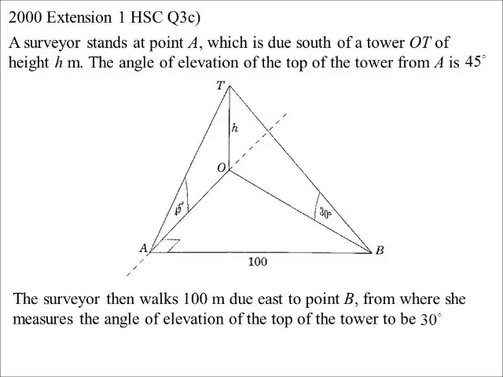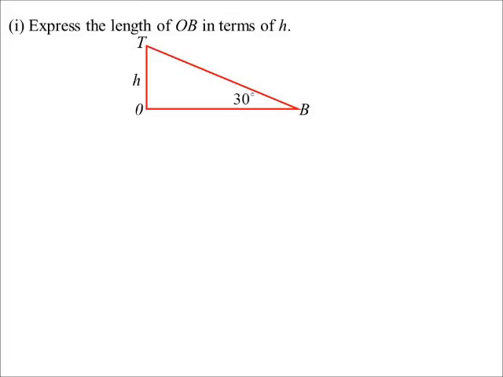A surveyor is standing at point A, due south of O, the base of the tower T. The angle of elevation is 45. They then walk a further 100 metres. The angle of elevation is now 30. Bit of a gift mark to start off with: express the length of OB in terms of H.